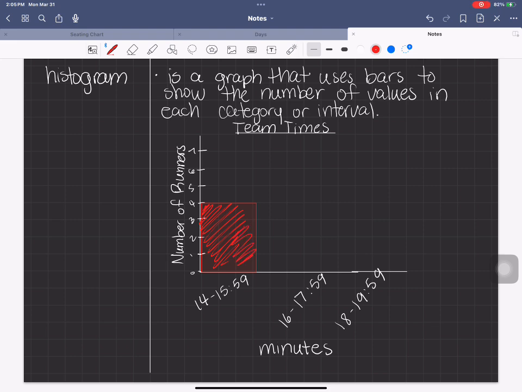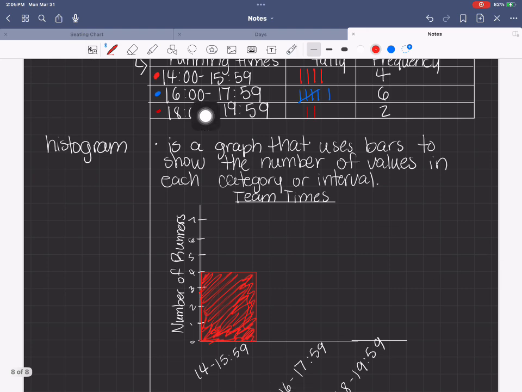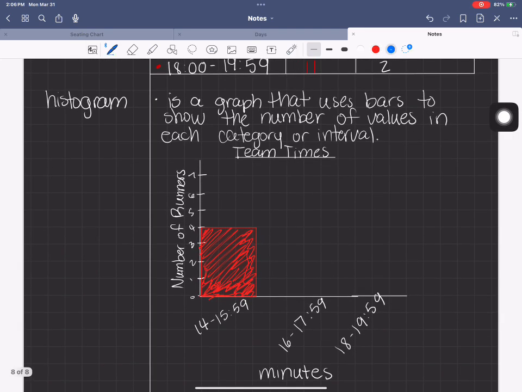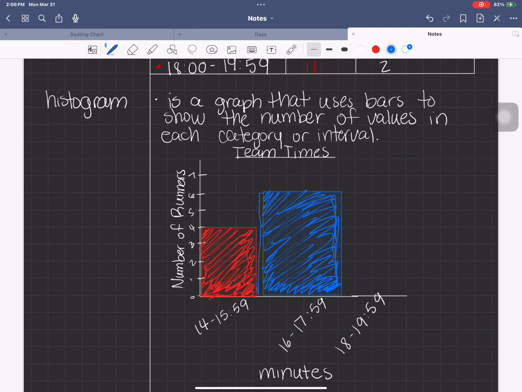Now for 16 to 17:59, we have 6. So I'm going to draw my bar up to 6 here. It didn't come out right. Let me try that again. Okay, here we go. And I need to make sure my bars are touching. Okay, my bars touch. Bars touch on histograms. That's something to remember. We'll write that down here in a minute.